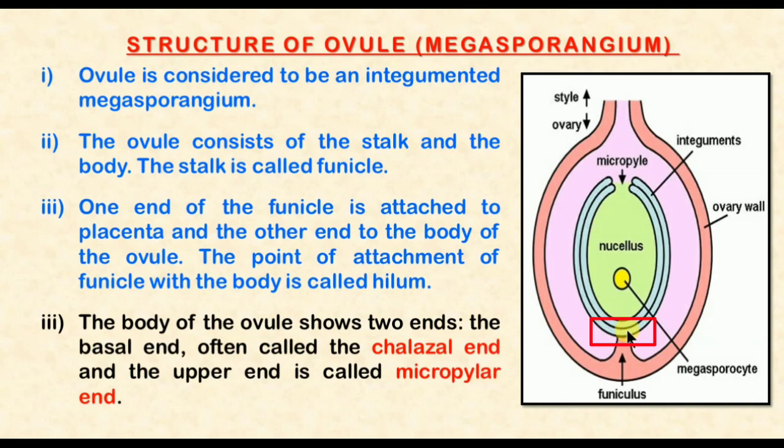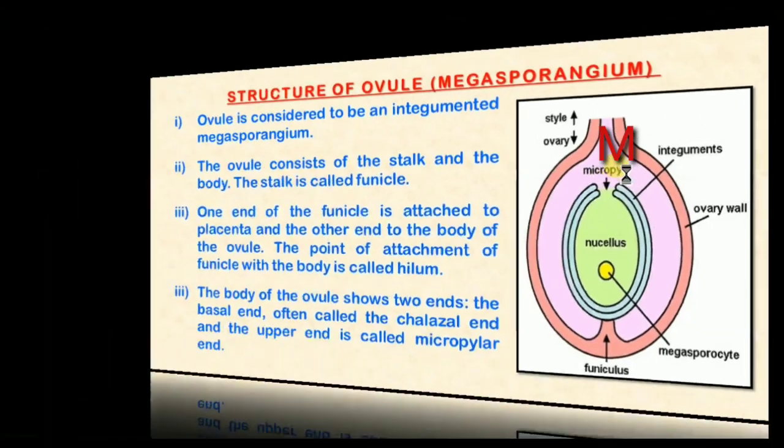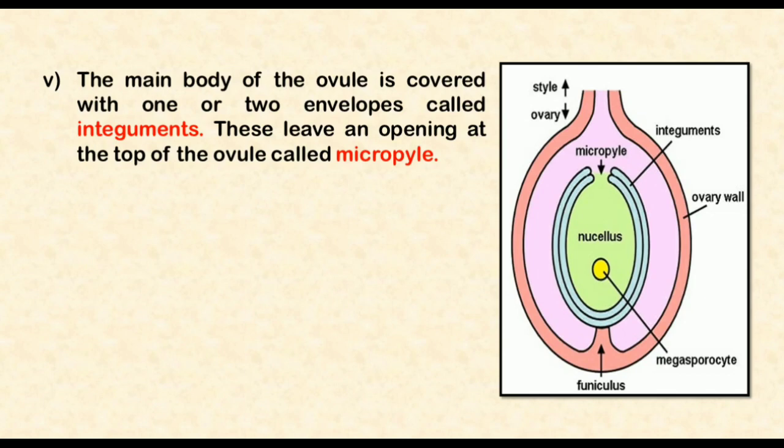The body of the ovule shows two ends. One is the chalazal end and the other is the micropylar end. The micropylar end is where the integument is absent. The main body of the ovule is covered by integuments. Here two integuments are present, the outer integument and the inner integument. The place where the integument is absent is called micropyle.